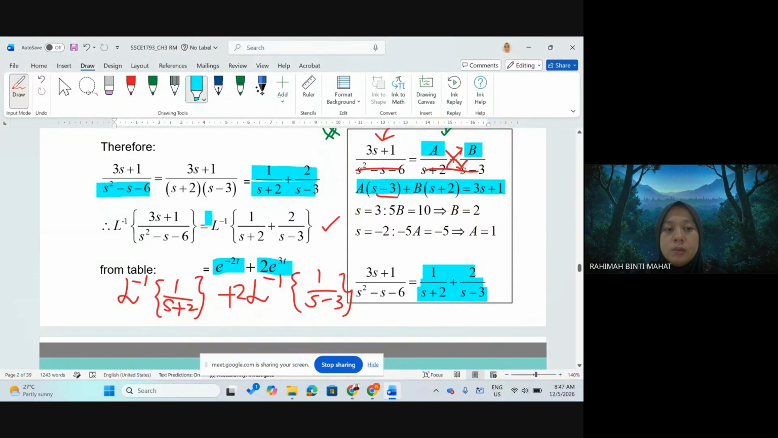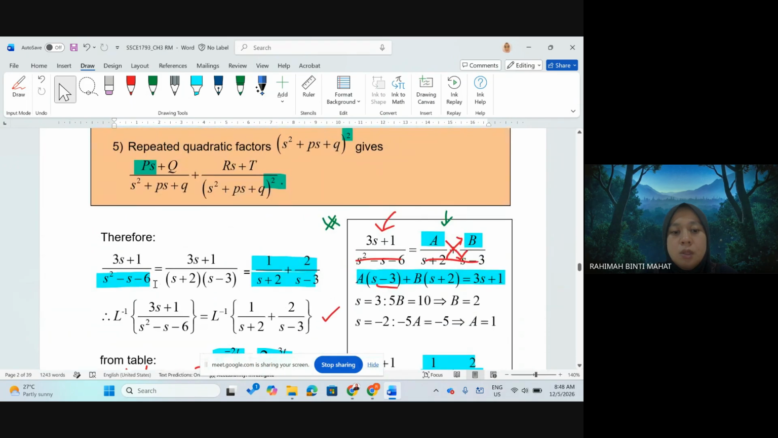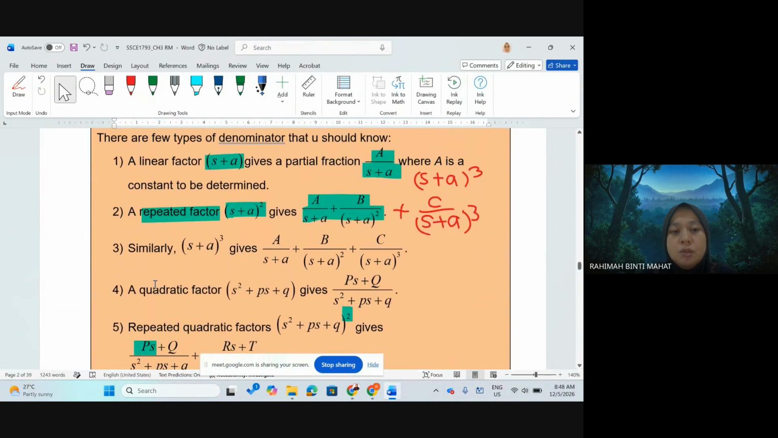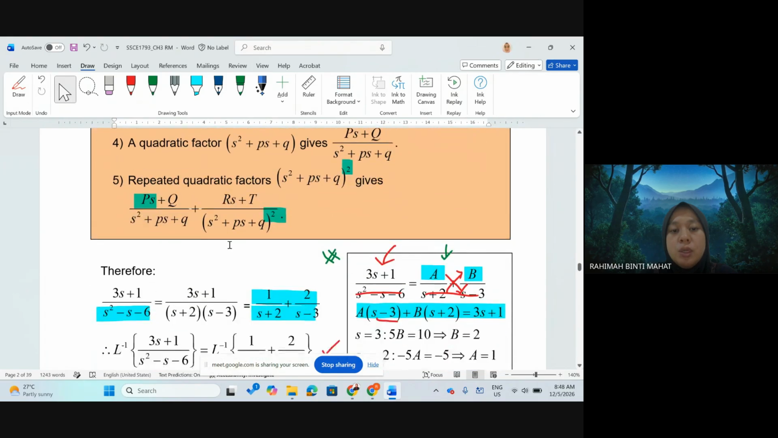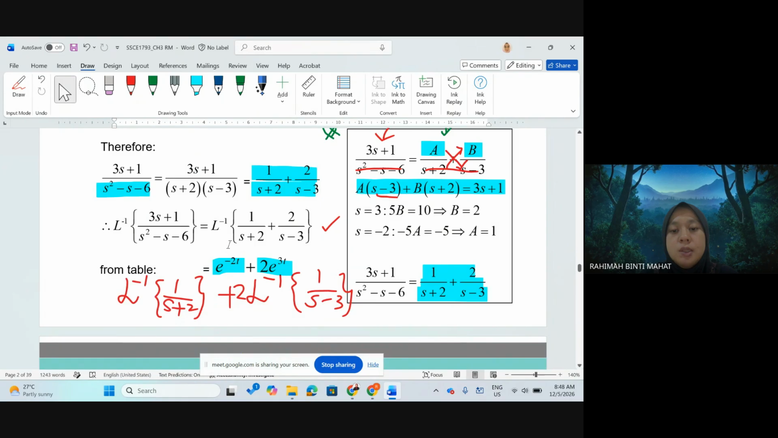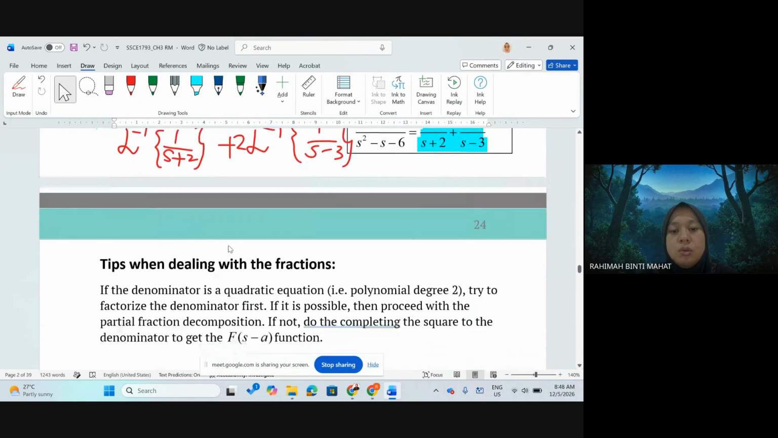Is that clear? This is by using the question. And then any question? So these are the basic types of denominator that you should know if you want to answer this question. You need to know them for the final exam.